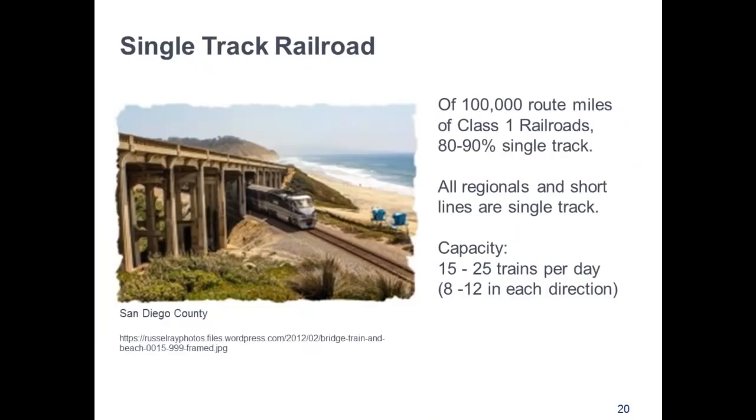And my understanding is that in the U.S., of the 100,000 route miles of Class 1 railroads, 80 to 90% are single track, and that all regionals and short lines are single track. That is pretty much correct. There's only about 15% or around 15,000 route miles in the U.S. that have 2 or more tracks. An important capacity rule of thumb: a single track can manage 15 to 25 trains per day with fairly good comfort. Note that for a person standing beside the track, it will probably appear unoccupied most of the time.